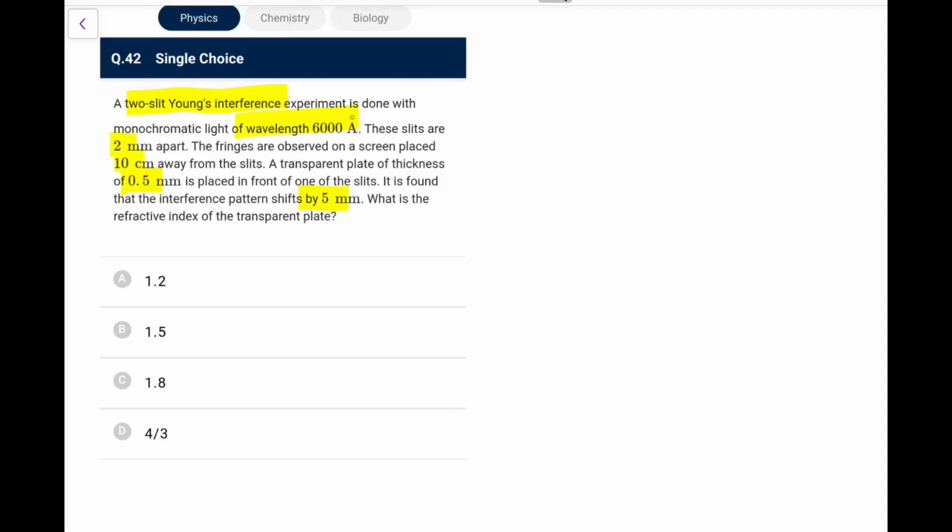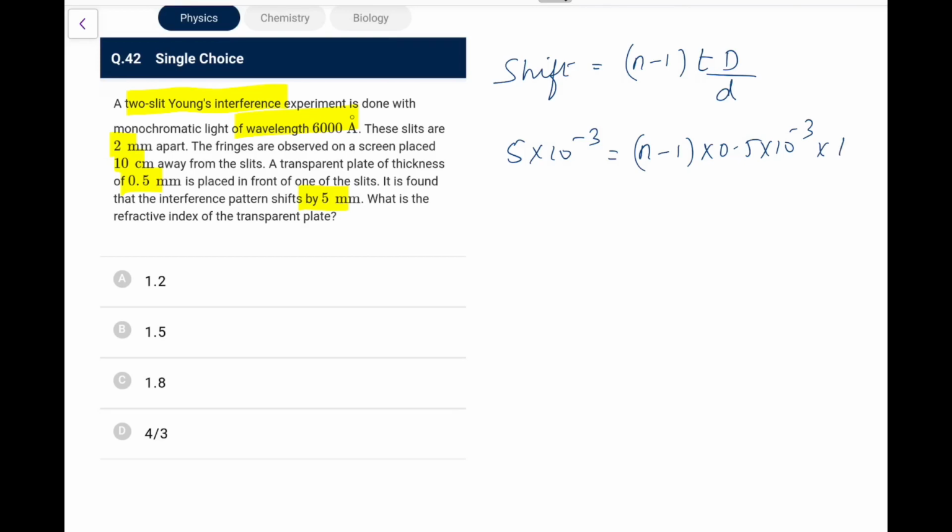So if you directly remember that formula, that shift we directly write as (n minus 1) into T D by d. That is the standard result that we use. So that shift 5 into 10 to the power minus 3, n we are solving, T is 0.5 into 10 to the power minus 3, D is 10 centimeters, so I should write d also in centimeters, so it will cancel out. So now everything is in SI or in the same units.